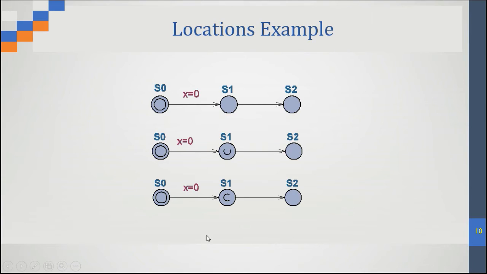So here is an example of timed automata with different locations. As we see, they look different, since this is the initial location, the urgent location, and the committed location.